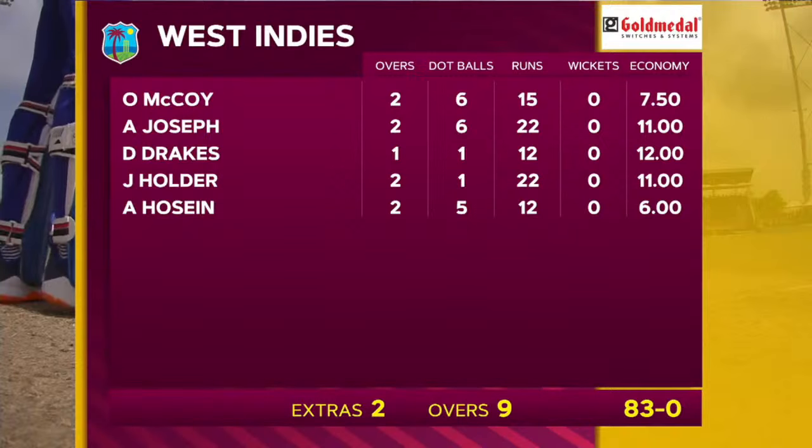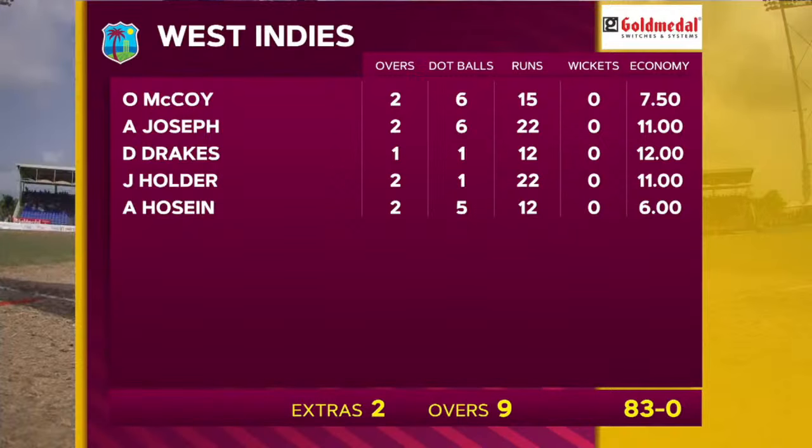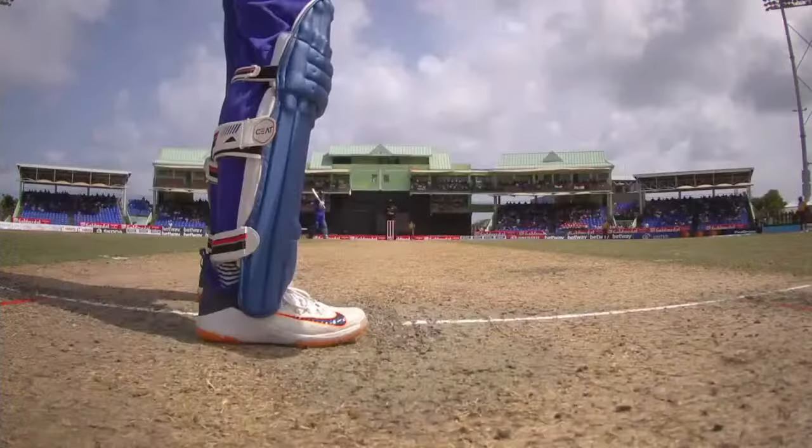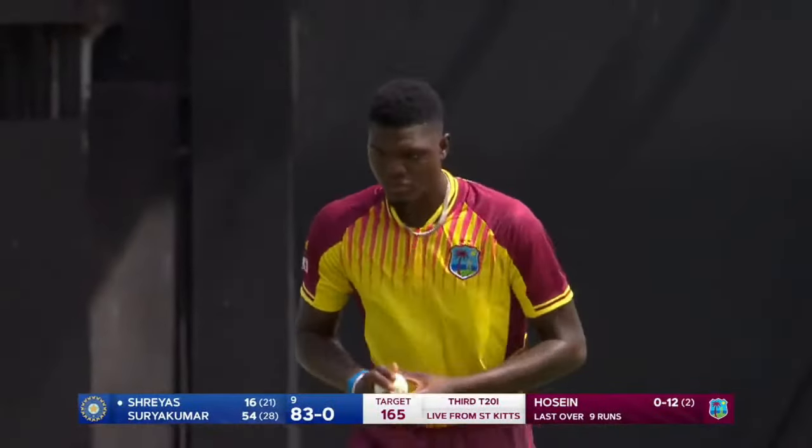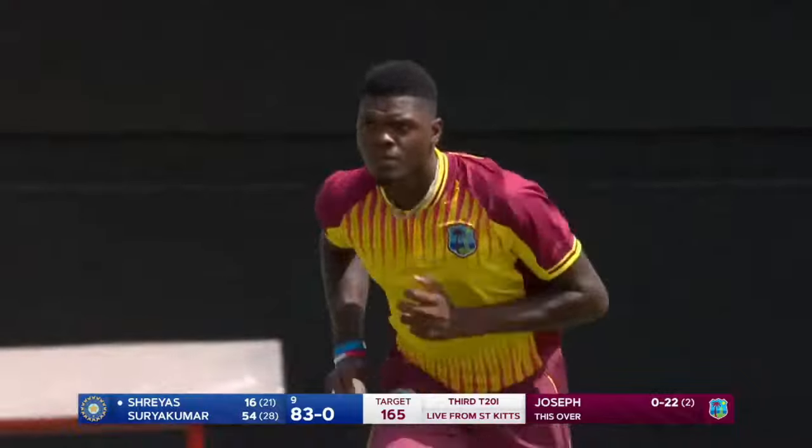All bowlers, with the exception of Obed McCoy, going at over 10. That's a seam option. Akeal Hosein with 2 overs, going at 6. Nicholas Pooran, he struggled with that fifth bowler. One change today for the West Indies: Dominic Drakes replacing Odean Smith.